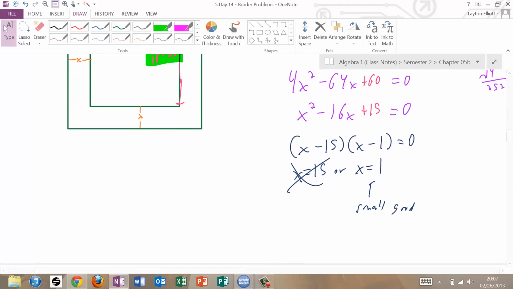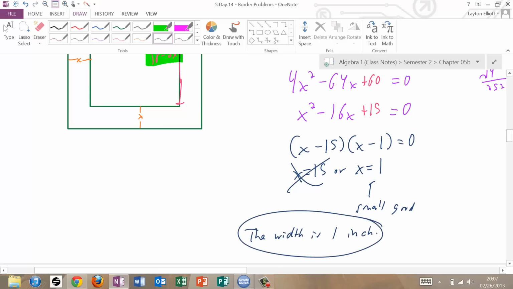So the question just wants to know what is the width of the frame, so we can say the width is 1 inch. Actually, I should probably say the width of the frame, because the width can be confusing. The width of the frame is 1 inch. That's better.